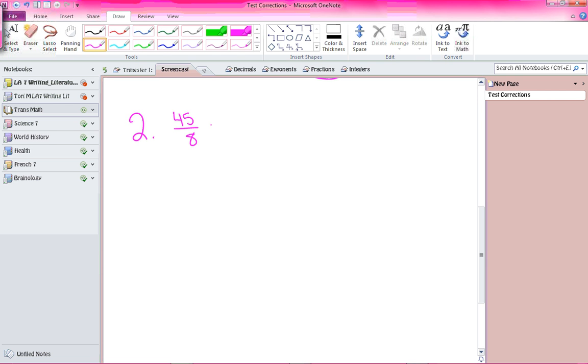And since there are 2 packages, I'm going to multiply this by 2. And that'll be 2 over 1. So now for my cross canceling, I'm going to have 2 and 8, and I'm going to use 2. So 2 goes into 2 once, and 2 goes into 8 4 times. And that's all the cross canceling I can do. So that's going to leave me with 45 over 4.